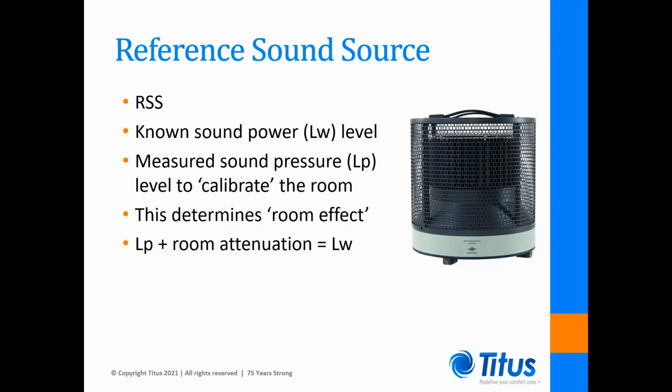This device creates known sound power levels, so if we know that it creates 80 decibels of sound power in the first band, but we only measure 70 decibels of sound pressure in that band, we know that the room absorbed or attenuated 10 dB in the first octave band. This absorption is constant and doesn't change with the sound level.